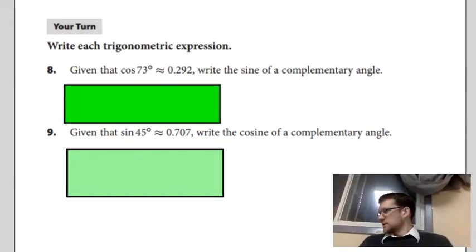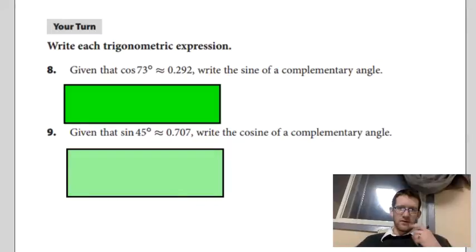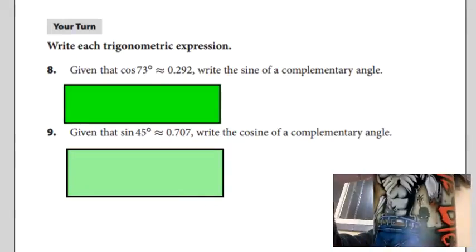Here are a few more problems. Go ahead and pause here, see if you can solve these ones. Here's your pause screen.